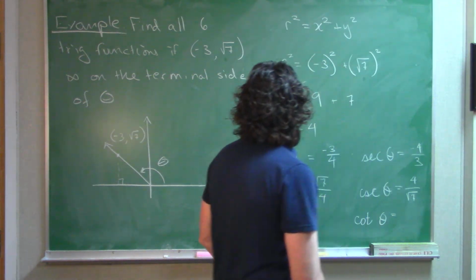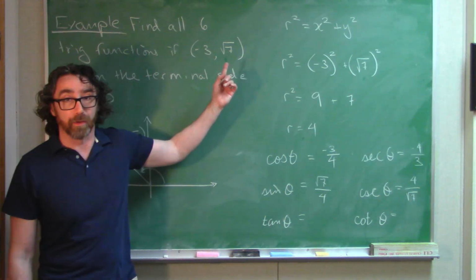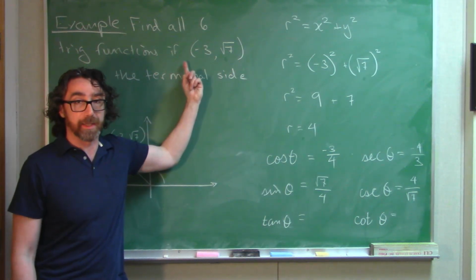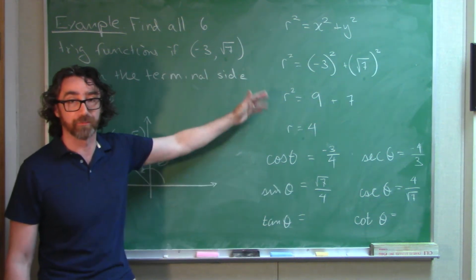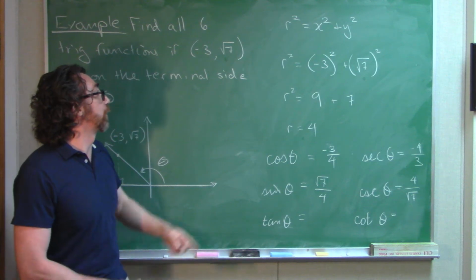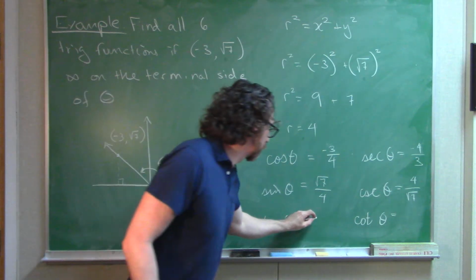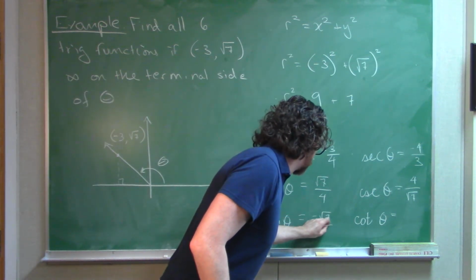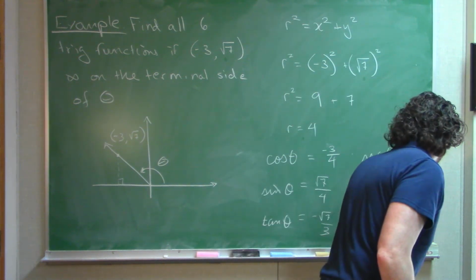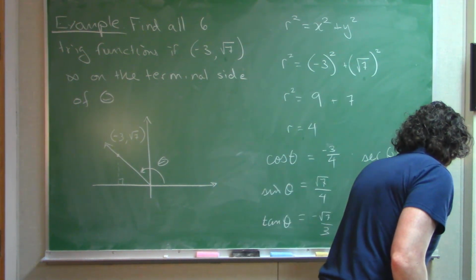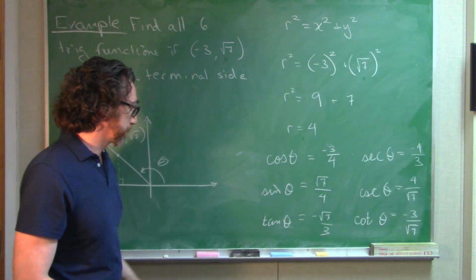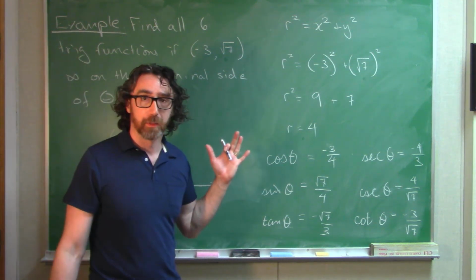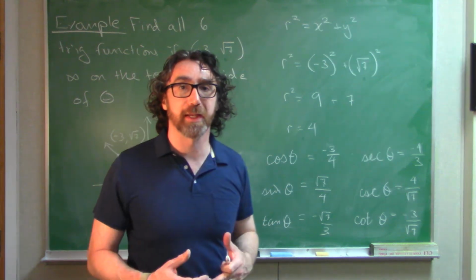Tan theta. Notice I don't need r to find the tangent, I just need y and x. Y over x. I could have done tangent and cotangent without figuring out r. So y over x: negative radical 7 over 3. Cotangent: negative 3 over radical 7. So those are the 6 trigonometric functions.